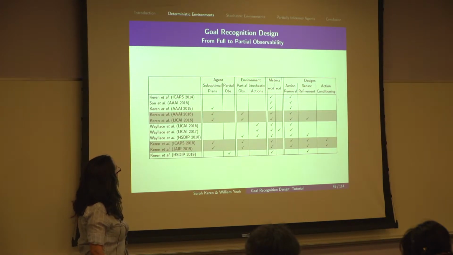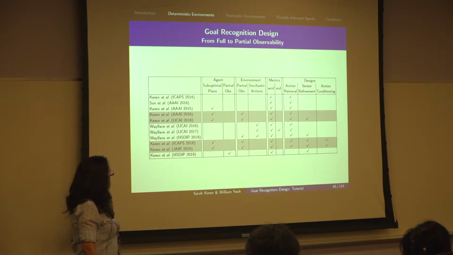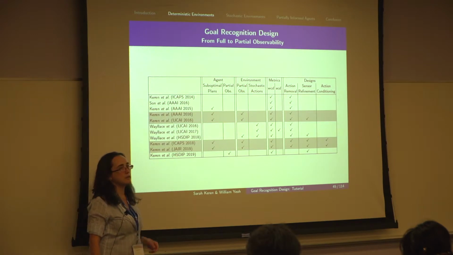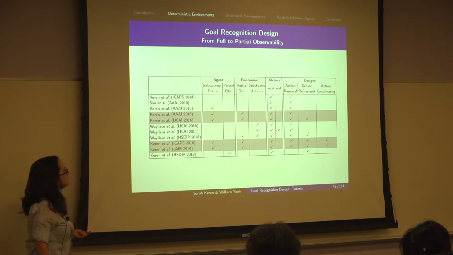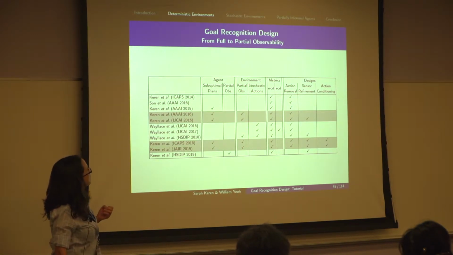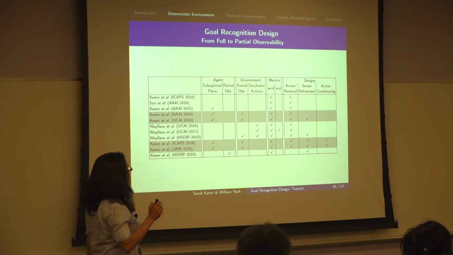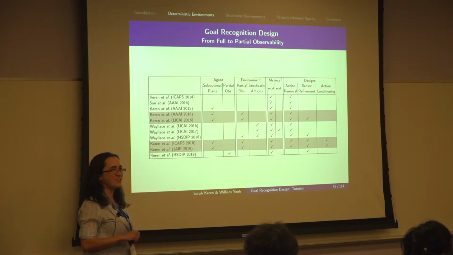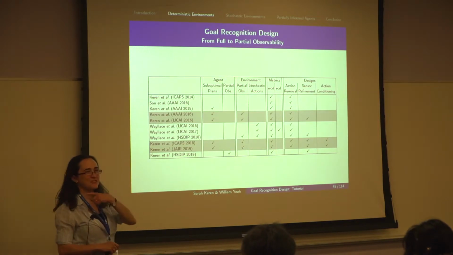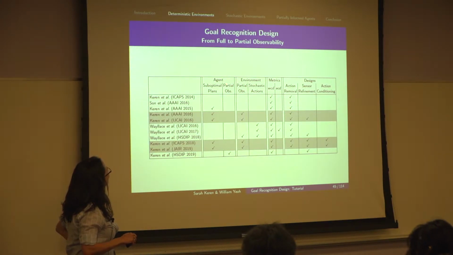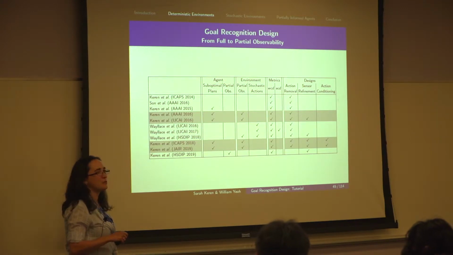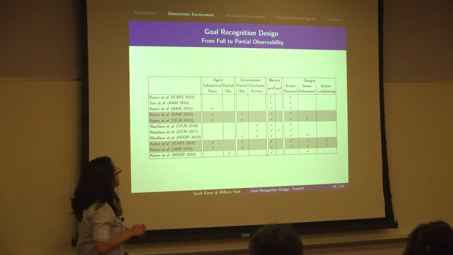Then for ICAPS, and as I said, as of yesterday, GRD 19, we supported, oh, sorry, I didn't explain what this table was. Sorry for that. Let me explain to you why we have the table here. This is a table that William constructed for you guys to understand how goal recognition design literature evolved.